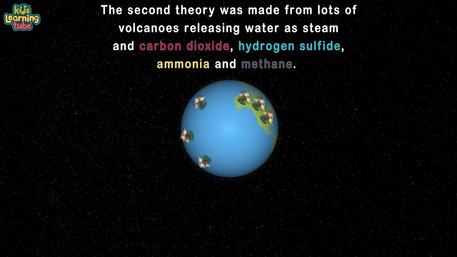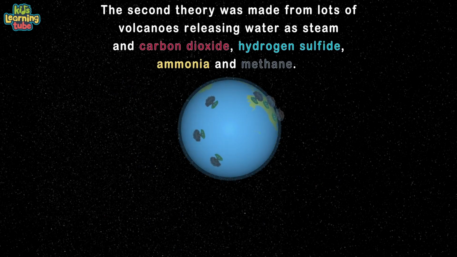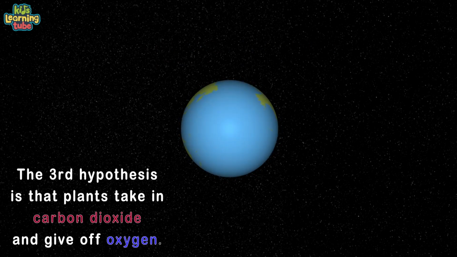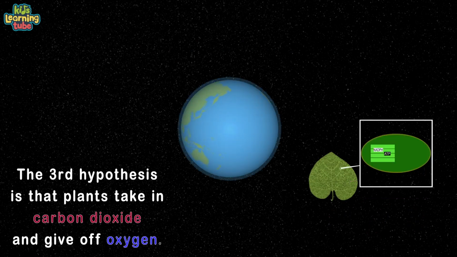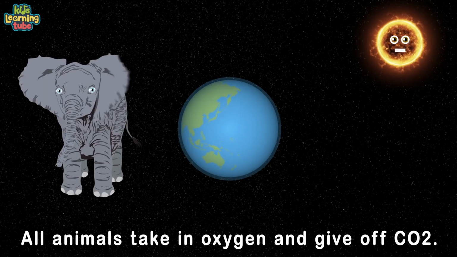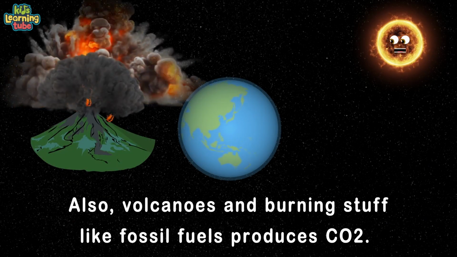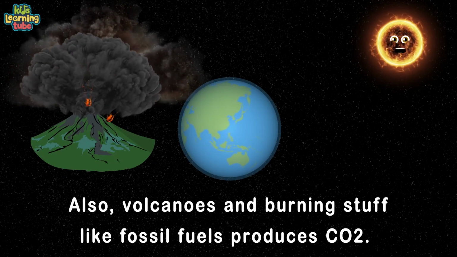The second was made of lots of volcanoes releasing water as steam and carbon dioxide, hydrogen sulfate, ammonia, and methane. Science agreed. The third and current atmosphere is made up of this. You will see plants take in carbon dioxide and give off oxygen to you and me. All animals take in oxygen and give off CO2. Also volcanoes and burning stuff like fossil fuels produce this.